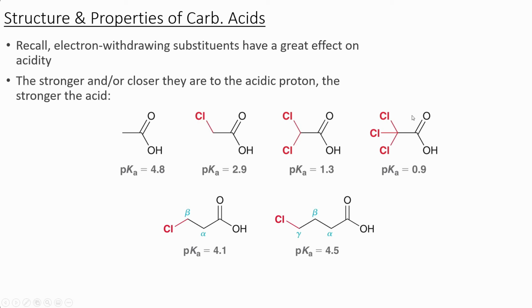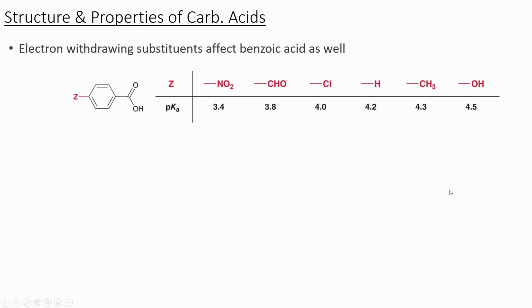As I hinted before, depending on the substituents attached to the carboxylic acid, the pKa will differ. And this is due to the inductive effect. So here we have chlorines being added. The more chlorines we add to acetic acid, the more acidic acetic acid will get. And this effect falls off with distance. So the further the chlorine is away, the less acidic it is relative to chlorinated acetic acid.